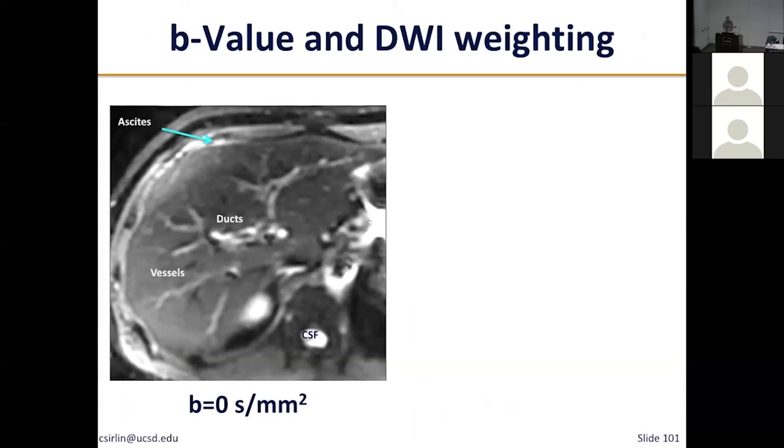And when you use a very low B value, notice that there's a lot of things that are bright. So the ascites is bright. The liquid in the stomach is bright. There are blood vessels that are bright. There are bile ducts that are bright. The cerebrospinal fluid is very bright. So a lot of things are bright when the B value equals 0. Now, can anyone see the metastases in this patient's liver, or can anyone see the lymph nodes in the porta hepatis? Pretty difficult to see them, right?